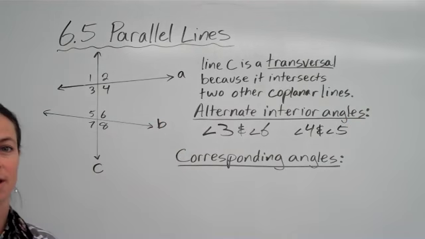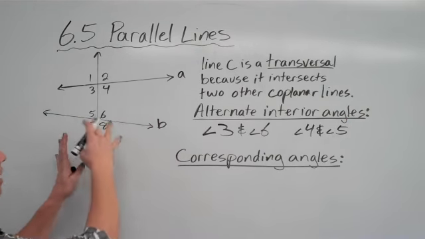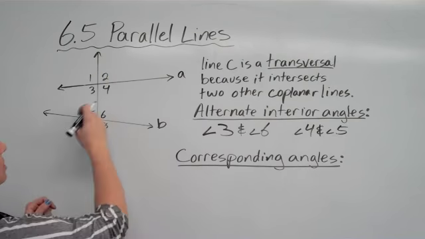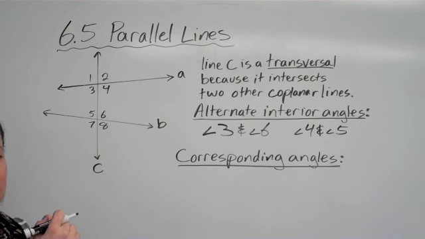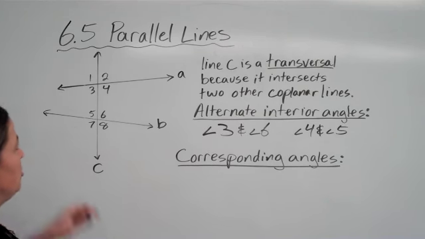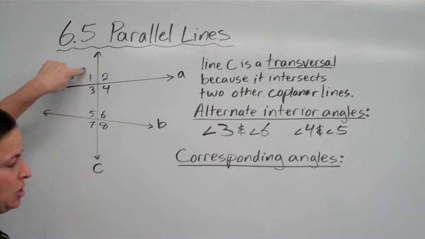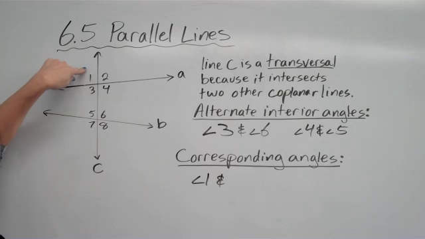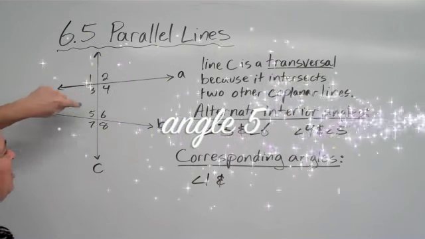We also have corresponding angles. So you know how we have this intersection of 4 angles meeting here? You also have this intersection of 4 angles meeting here. And what corresponding angles means is the angles that are in the same spot. So you've got angle 1, which is in the top left-hand corner. What other angle is in the top left-hand corner? You're correct, angle 5.